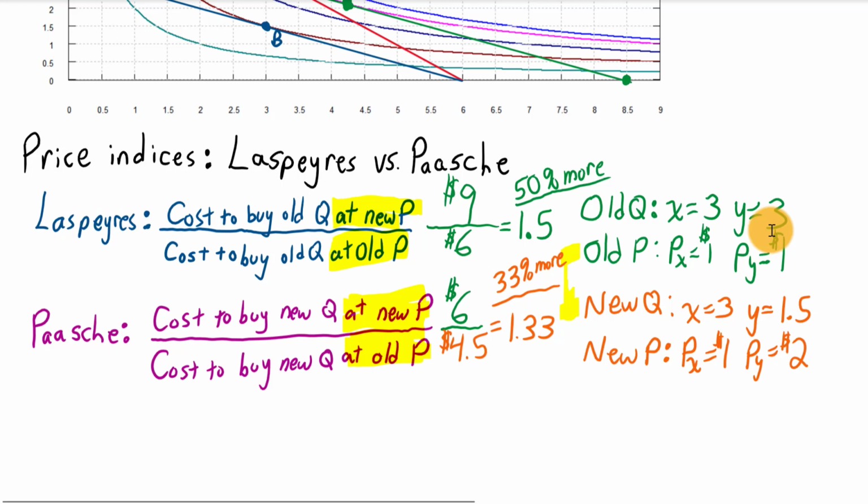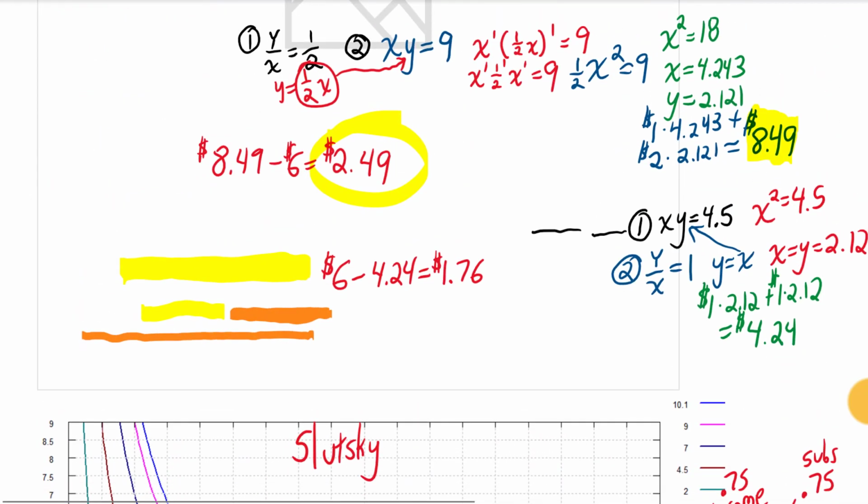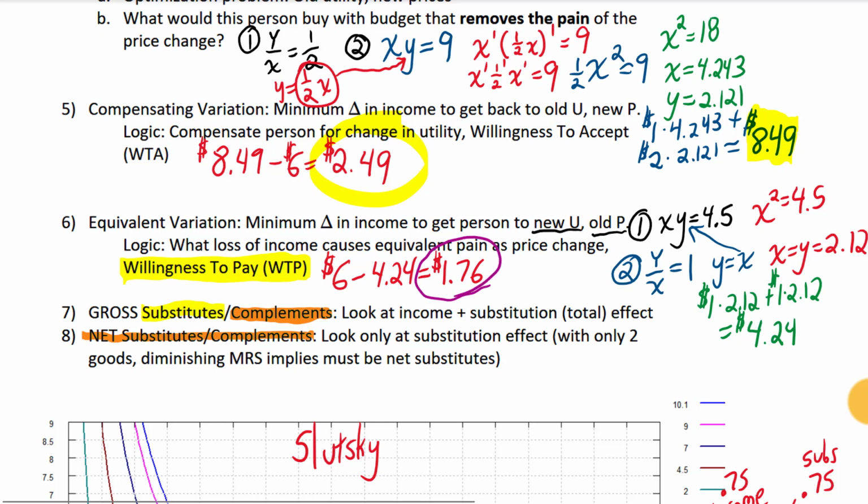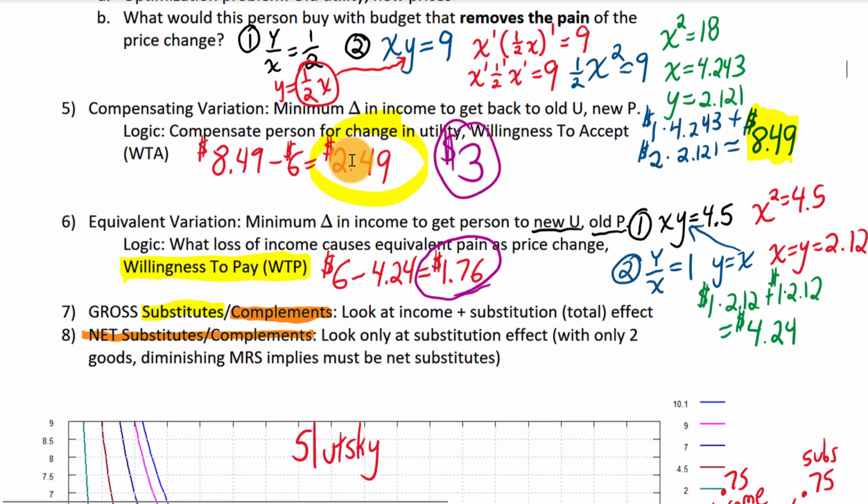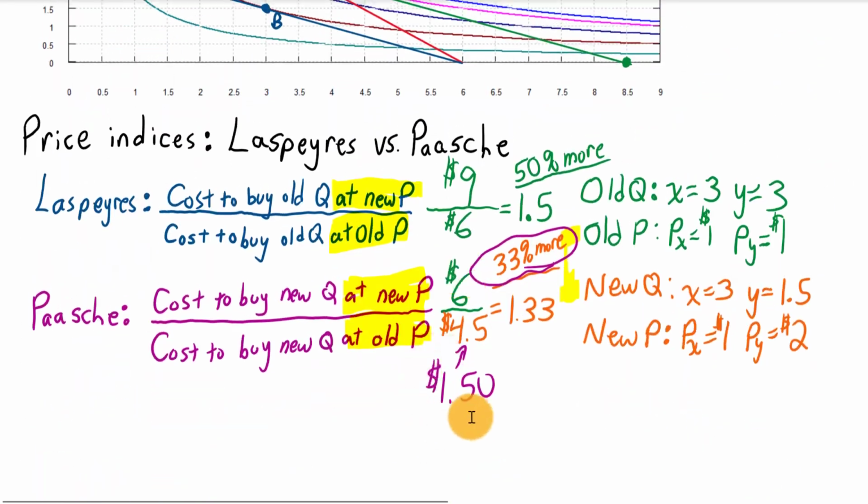The Paasche price index, that 33% increase, what it does is, let's compare that 33%, or 6 compared to 4.50, to the equivalent variation, right? So this is a $1.50 change in income that we're looking at in the Paasche price index, or a 33% difference in income. Our equivalent variation was $1.76. So while the Laspeyres price index overestimates, it would say we need $3 more to get back to where we were, the Laspeyres price index overestimates the compensating variation. What the Paasche price index does here, when it talks about the $1.50, it sort of underestimates the equivalent variation.